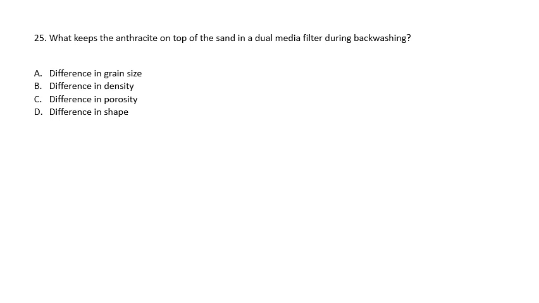What keeps the anthracite on top of the sand in a dual media filter during backwashing? Difference in grain size, difference in density, difference in porosity, or the difference in shape? And the answer is the difference in density.